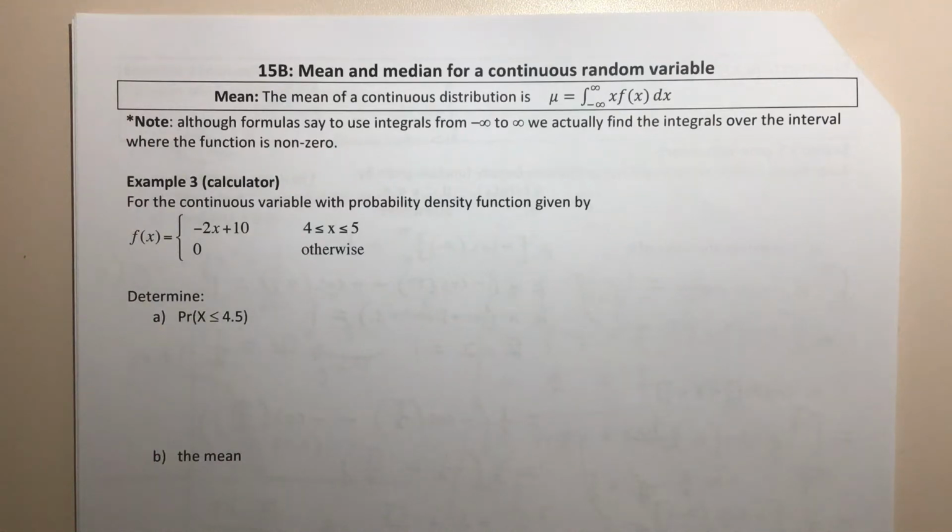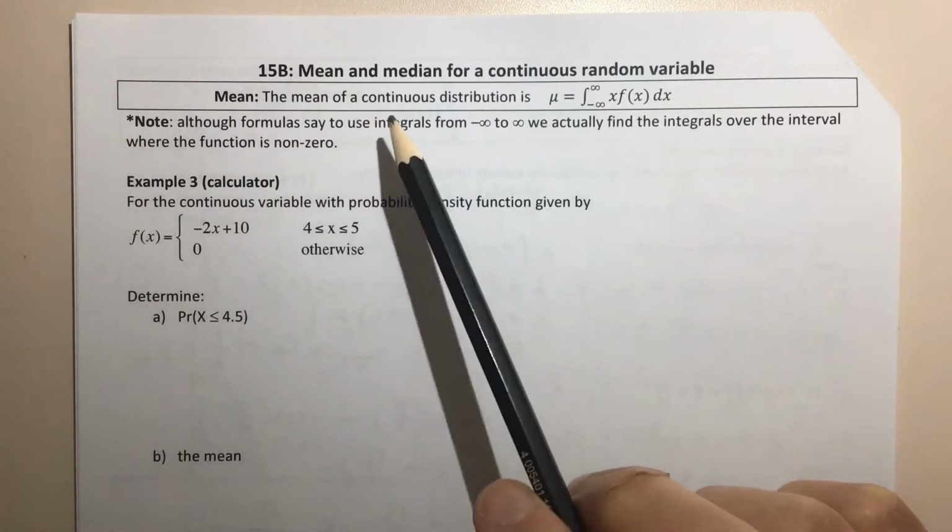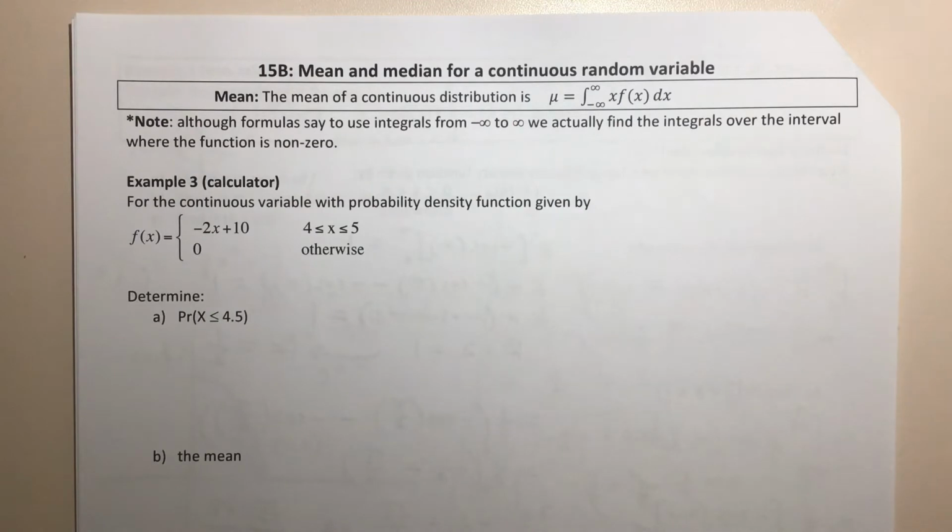Hey there, method students. In this video, we're going to look at how to find the mean and median for a continuous random variable. We kind of just launched straight into it here with a formula and then some practice.